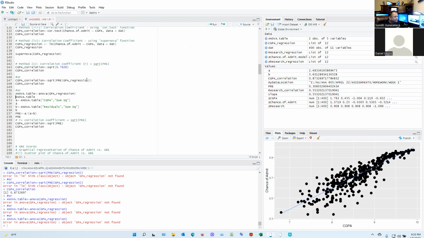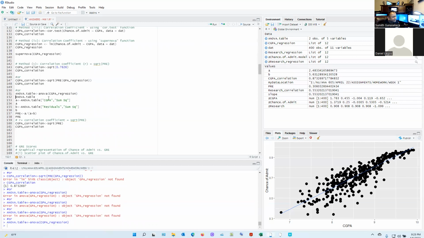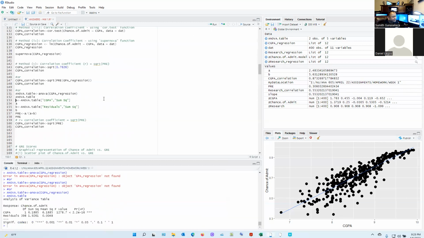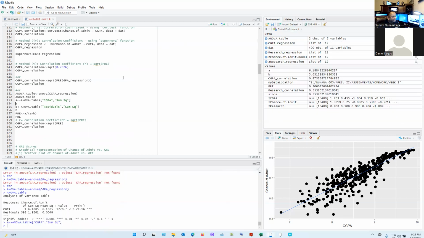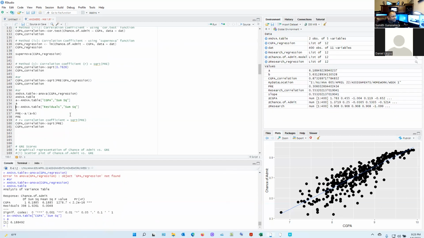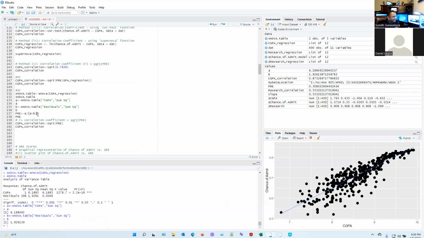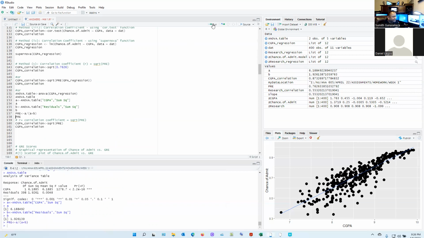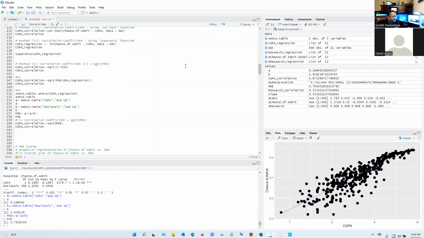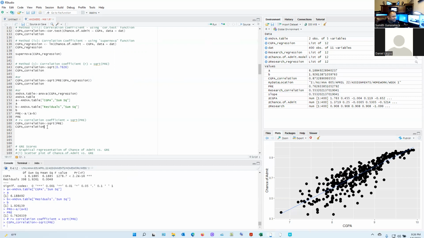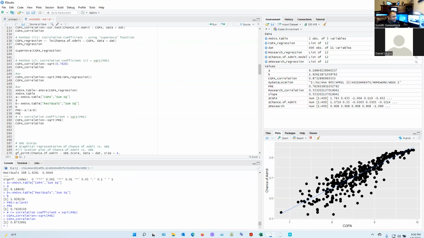GPA regression. I'm sorry, that's the GPA regression. CGPA regression. Okay, then that one. And then you get the sum of squared regression, sum of squared total, and you create the PRE: sum of squared regression divided by sum of squared total. Go to PRE, and from PRE you get the correlation, which is the square root of that. Same thing in a different way.